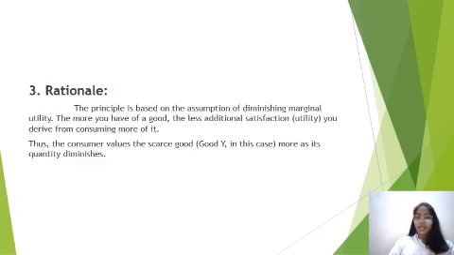The next one is the rationale. The principle is based on the assumption of diminishing marginal utility. The more you have of a good, the less additional satisfaction or utility you derive from consuming more of it. Thus the consumer values good X or Y less as its quantity increases.